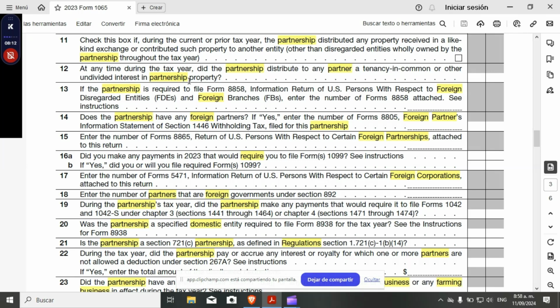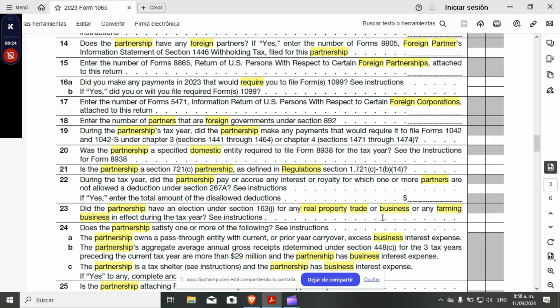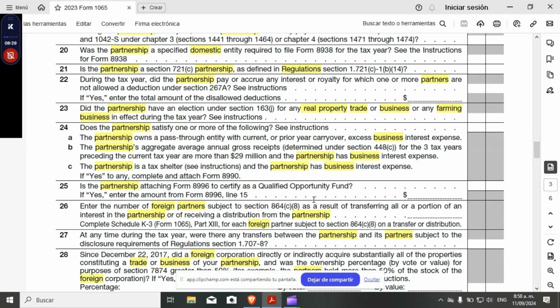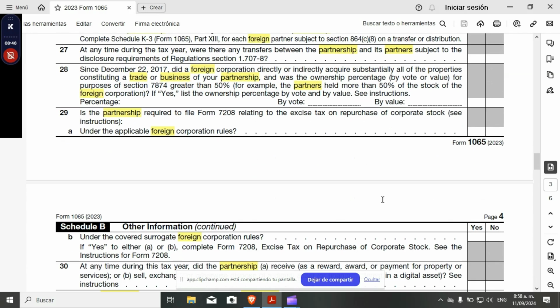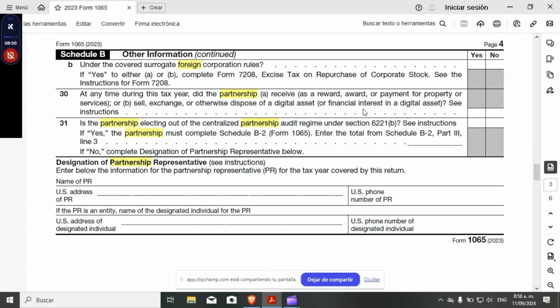12, no. Partnership, no. Partnership, no. 15 is no. 16 is no and no. 17 is no. 18 is no. 19 is no. 20 is no. 21 is no. 22 is no. 23 is no. 24 is no, because, again, you are not a partnership, so it does not apply, because you are not partnered with the government. So that's all no. 25 is no. 26 does not apply. 27 is no. 28 is no. 29 is no. As we continue on down here, B is no. 30 is no. And then 31 is no.